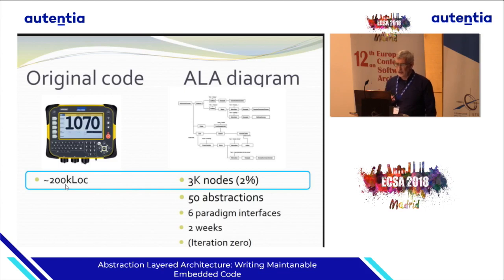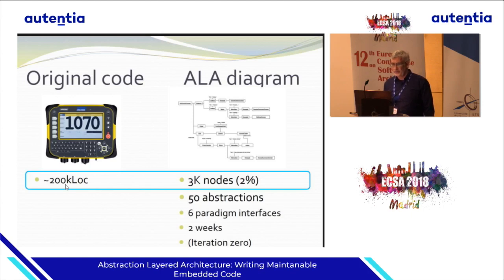And then the other thing I had at the end of this architectural phase was 50 abstractions, none of them knowing anything about each other. Zero coupled abstractions. Six of the paradigm interfaces that I talked about. The abstractions I just invented as I went along; the soft key one was an obvious one. It had taken 2 weeks. So this is like iteration 0, the architecture phase.